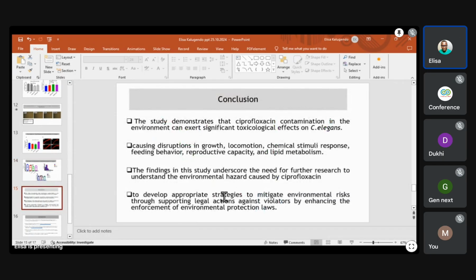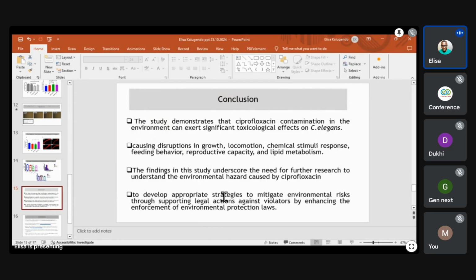Conclusion. So what can we conclude from this study? The study demonstrates that ciprofloxacin contamination in the environment can exert significant toxicological effects on C. elegans, as we have seen before, on parameters including behavior toxicity, lipid metabolism, the reproductive behavior, and the locomotion behavior.